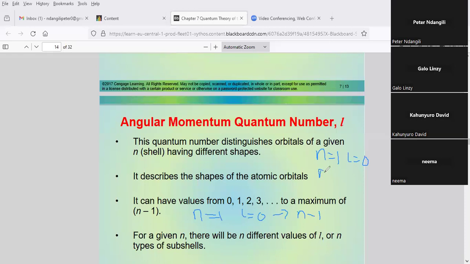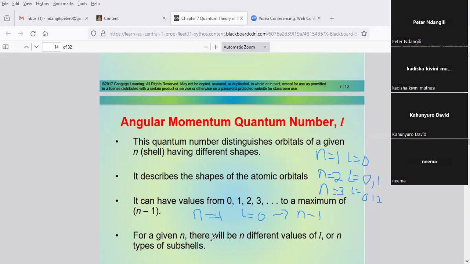When the value of n is equal to 2, then L will be 0 and 1, because it will go up to n minus 1. And n minus 1 here is what? 1. When n is equal to 3, what are the possible values of L? L will be equal to 0, 1, and 2. This is very important.